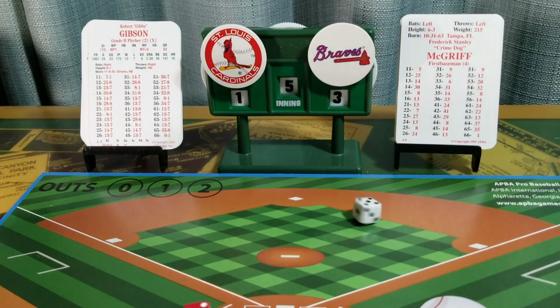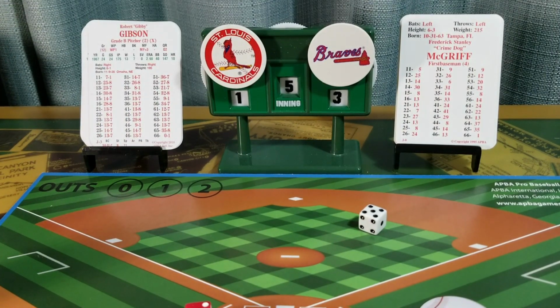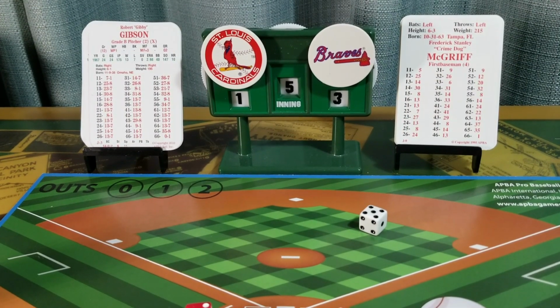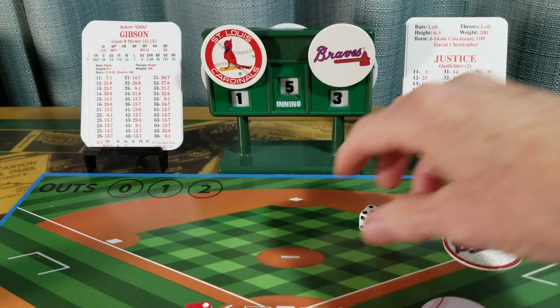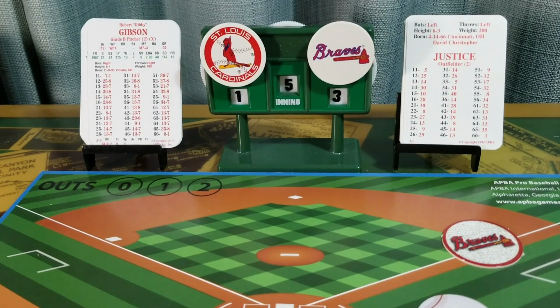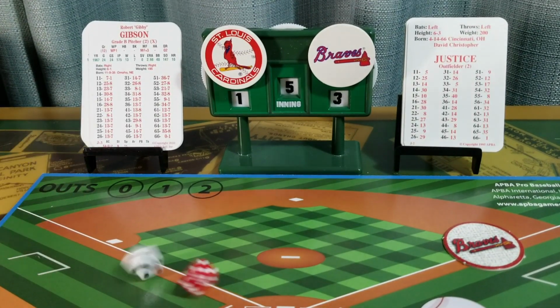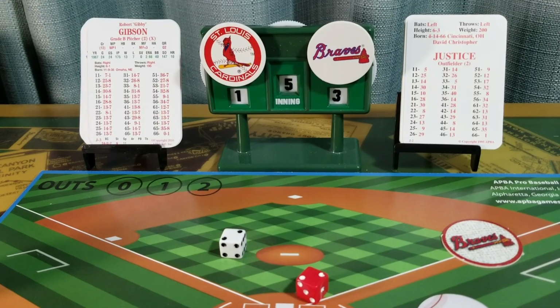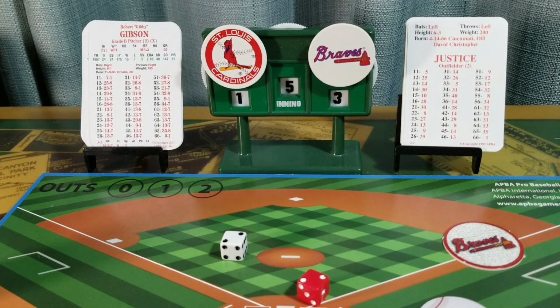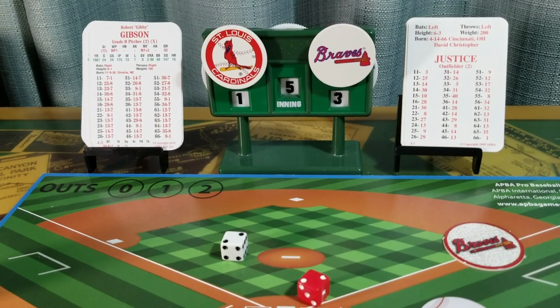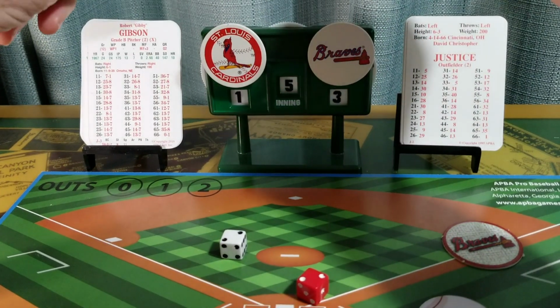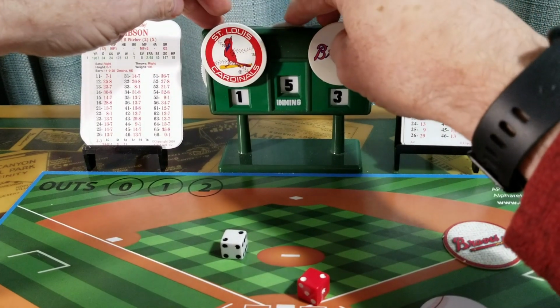Fred McGriff, 35, is a walk. He's 1 for 2, and the second time he's been on base. Dave Justice, 22, is an 8 against a B pitcher. That's going to be a ground out to Mike Shannon at third base. We go to the top of the 6th. It's now Atlanta 3, St. Louis 1.